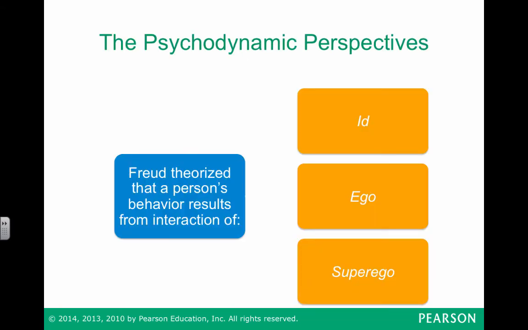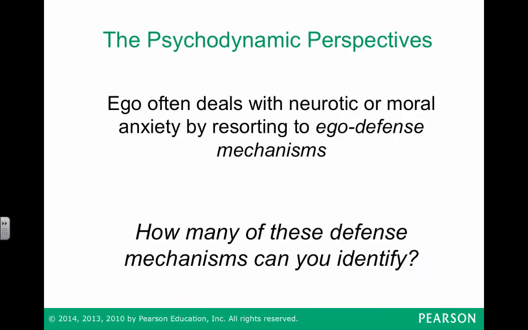Next, we're going to talk about Sigmund Freud. Freud theorized that a person's behavior results from the interaction of the id, the ego, and the superego, and that basically the ego was dealing with neurotic or moral anxiety and trying to keep things in balance between the id, the ego, and the superego. And when the anxiety level would rise, it would resort to ego defense mechanisms.